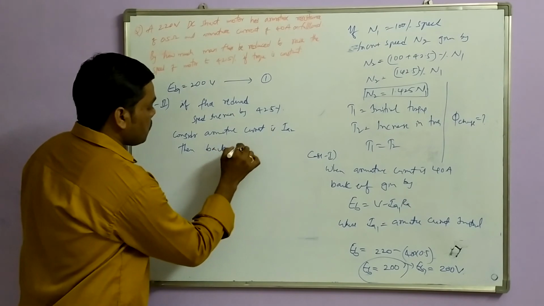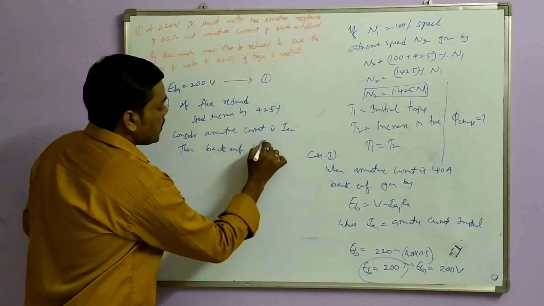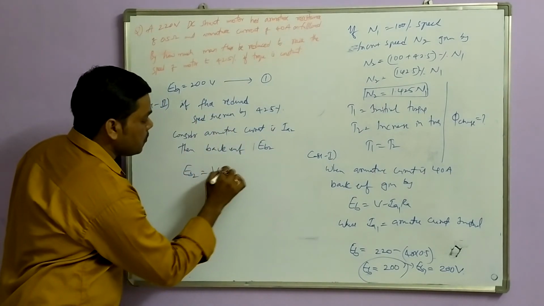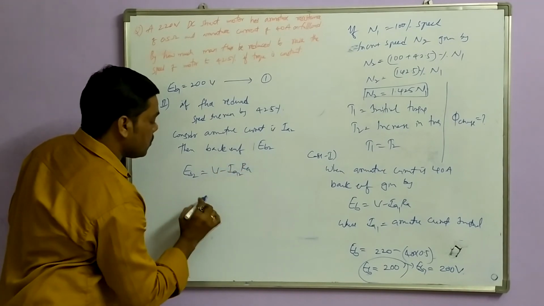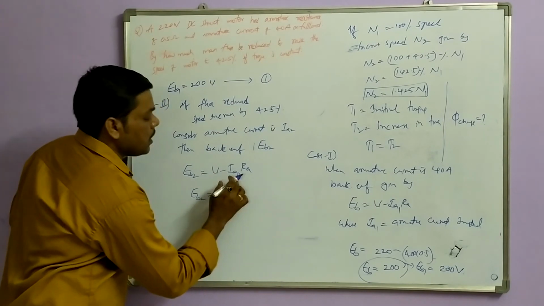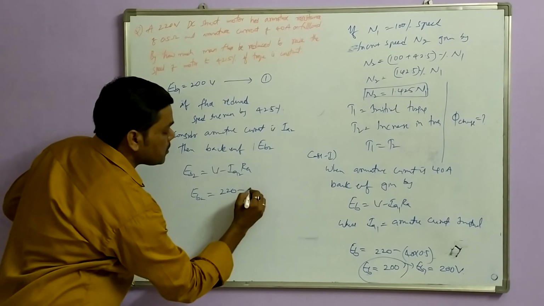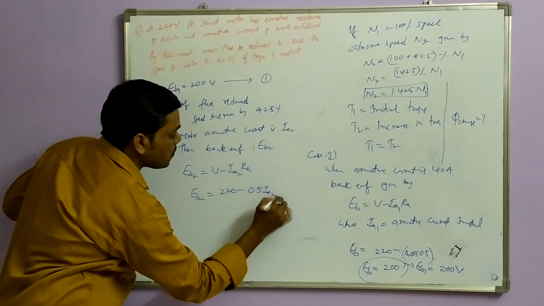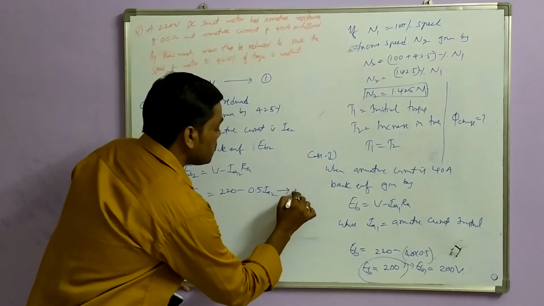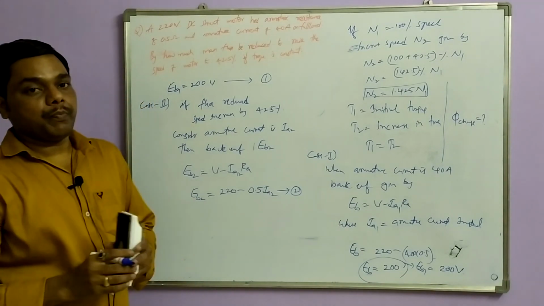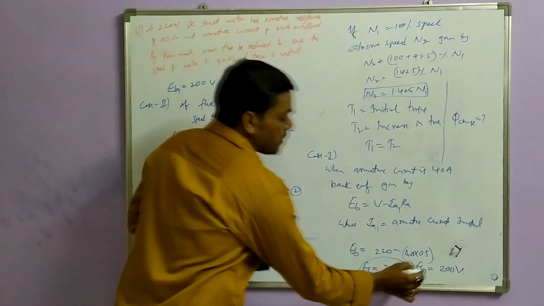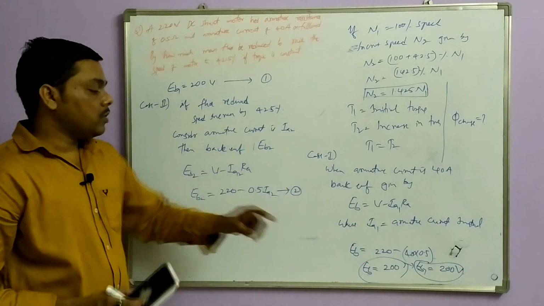Then the back EMF, I am assuming, is EB2, so EB2 equal to V minus IA2 into RA. So EB2 equal to V, which is 220, minus IA2, which we don't know, into the armature resistance 0.5. Now this is the value of EB2 and this is equation number 2. So EB1 is calculated and EB2 is calculated.